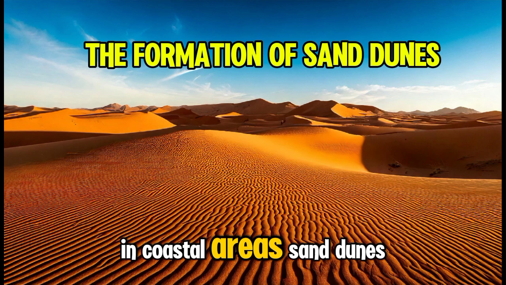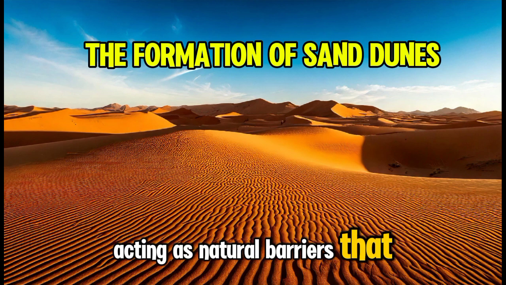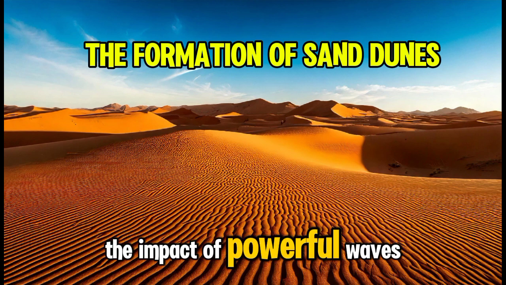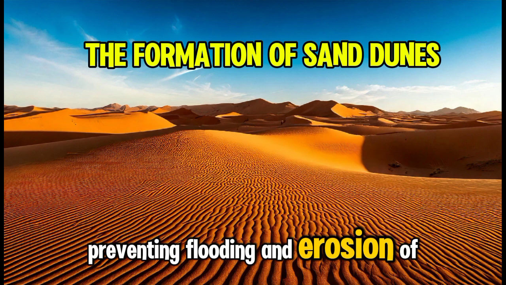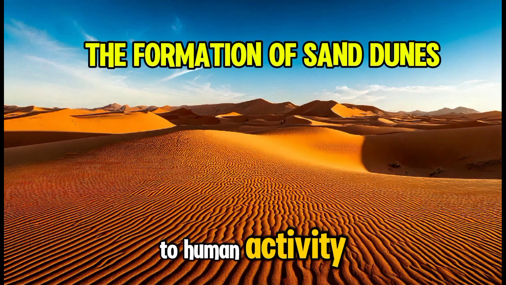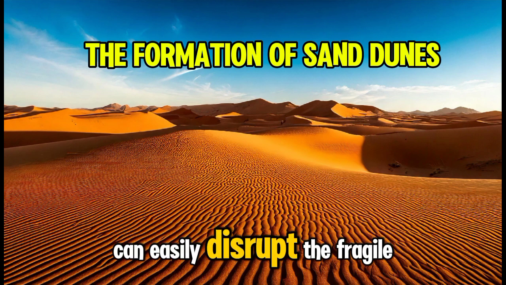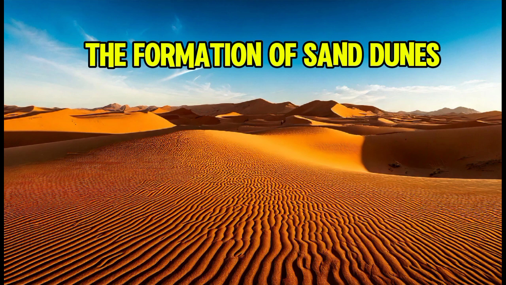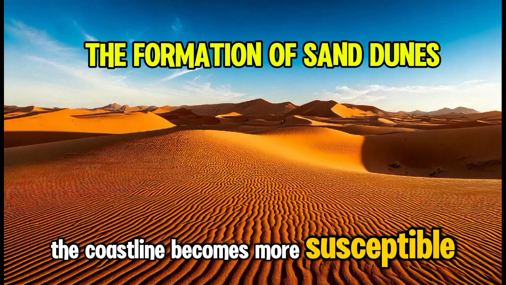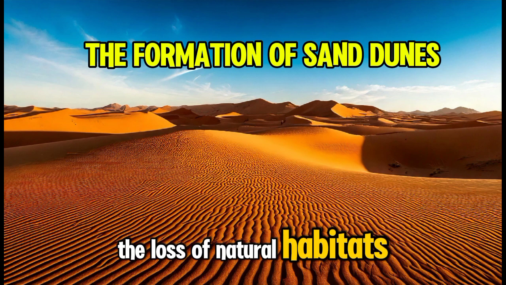In coastal areas, sand dunes play an even more vital role, acting as natural barriers that protect the land from the sea. During storms, these dunes absorb the impact of powerful waves, preventing flooding and erosion of inland areas. Coastal dunes are particularly vulnerable to human activity, as construction, foot traffic, and recreational use can easily disrupt the fragile sand dune ecosystems. When these protective dunes are damaged or destroyed, the coastline becomes more susceptible to storm damage, leading to increased erosion and the loss of natural habitats.